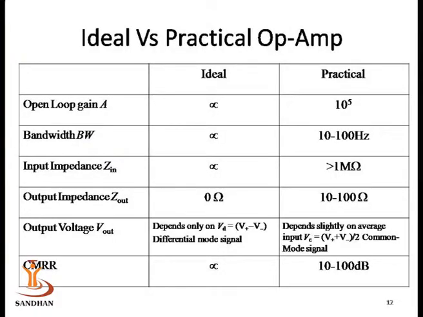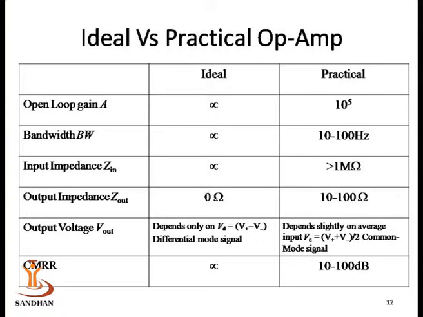Here is a list of the various properties of the operational amplifier. We have compared ideal as well as practical operational amplifiers. There are certain desirable characteristics of the amplifier circuit, and here the op-amp satisfies such criteria. For example, open loop gain. Ideally it is infinite, but practically open loop gain is equal to 10⁵. Similarly, bandwidth. Ideally it is infinite, but we get 10 to 100 hertz. In 741 it is in the order of kilohertz.